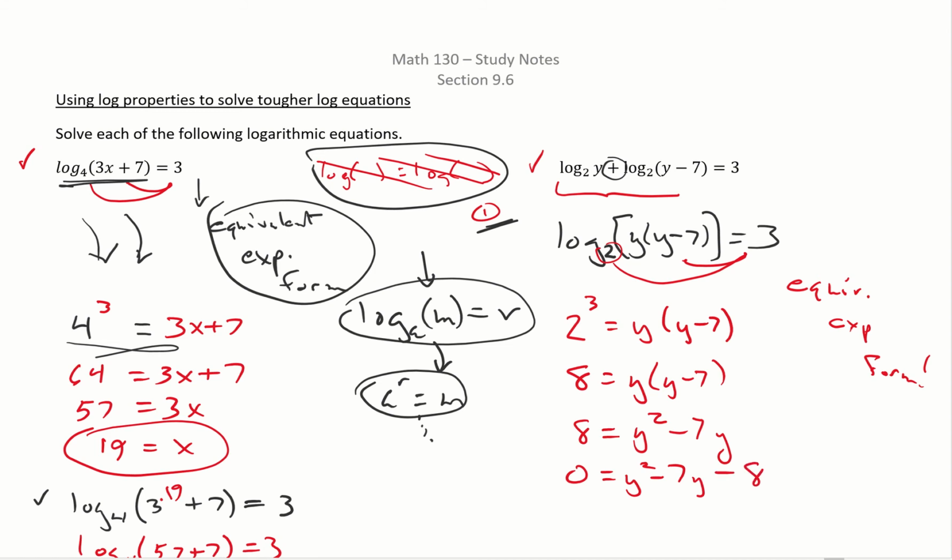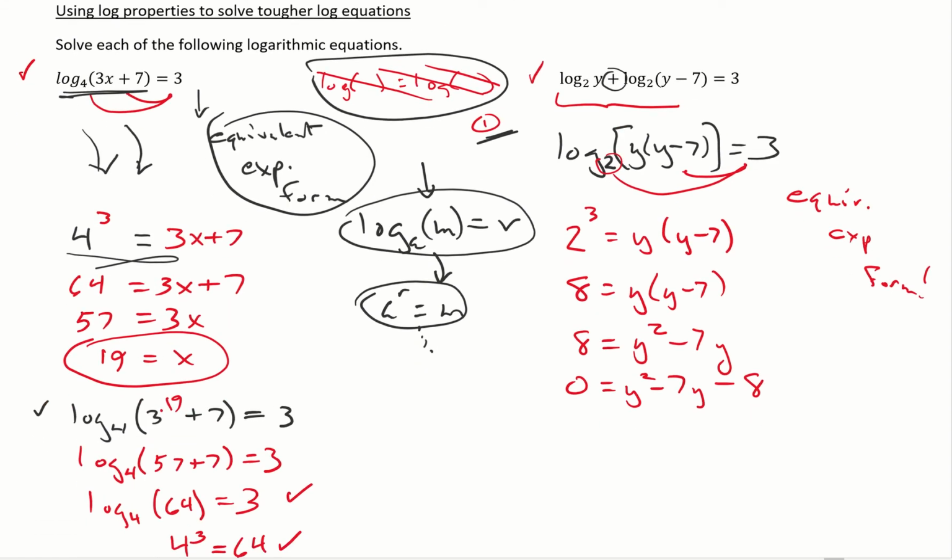Because what we're recognizing is a quadratic equation. ZFS, baby, zero factor solve from a while back. So we have, what, y minus 8 and y plus 1. The answers are y is 8 or negative 1.